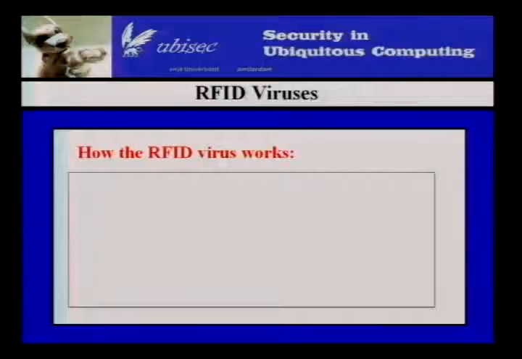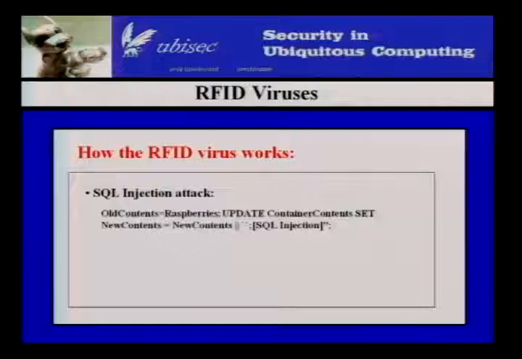So how does the RFID virus work? Now, one of the proofs of concept that we did was using a SQL injection attack, so I'm going to explain this. If you take a look at it, probably on an RFID tag, the first thing that you're going to expect is the old contents. Like, let's say that you have raspberries in this crate. Right here, I put old contents equals raspberries for legibility.